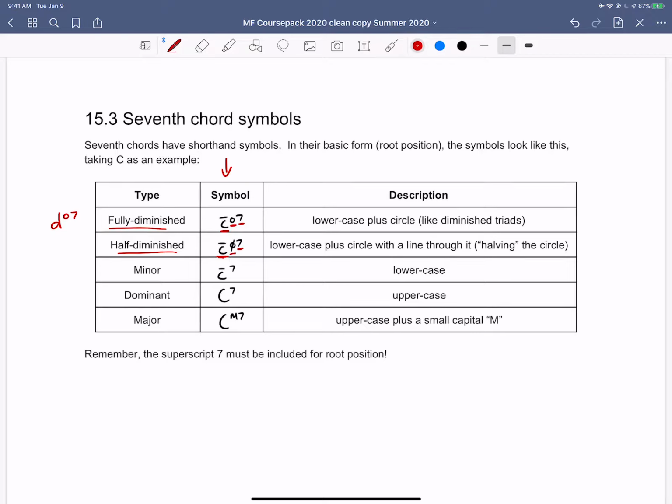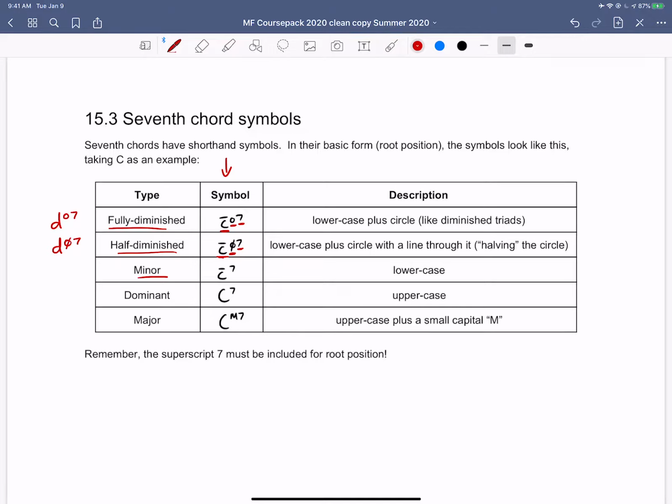Now for half diminished seventh chords, you still keep the lowercase letter, you keep the superscript 7, but now you use this symbol. It's like a degree sign with a slash going through it, as if that degree sign is being cut in half for half diminished. So if I were to use D as an example again, lowercase d, degree sign with the slash going through it, and that superscript 7 for half diminished.